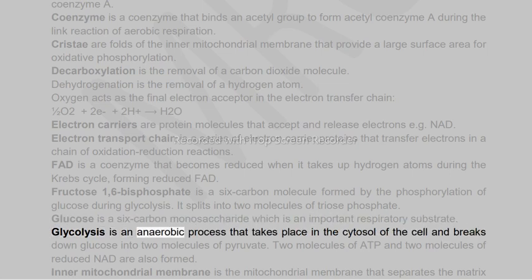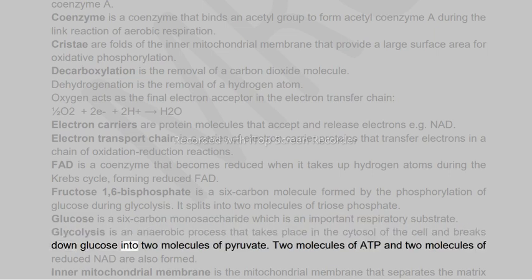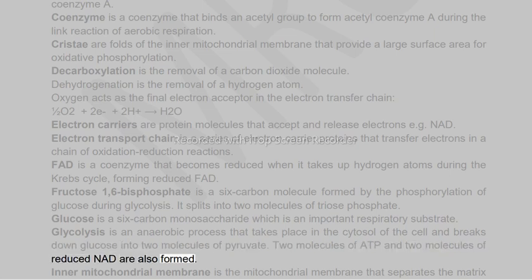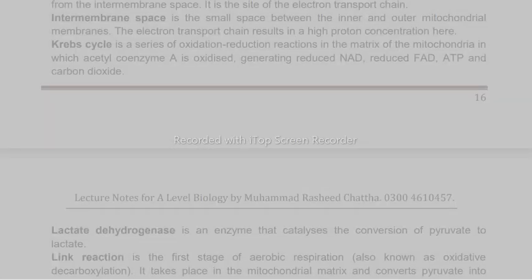Glycolysis is an anaerobic process that takes place in the cytosol of the cell and breaks down glucose into 2 molecules of pyruvate. 2 molecules of ATP and 2 molecules of reduced NAD are also formed. Inner mitochondrial membrane is the mitochondrial membrane that separates the matrix from the intermembrane space. It is the site of the electron transport chain.